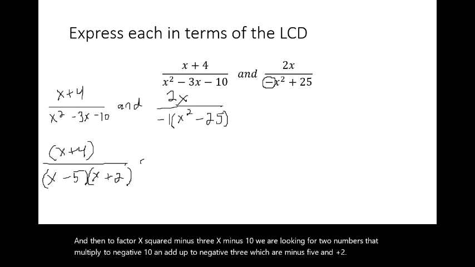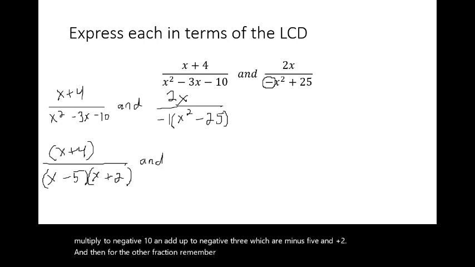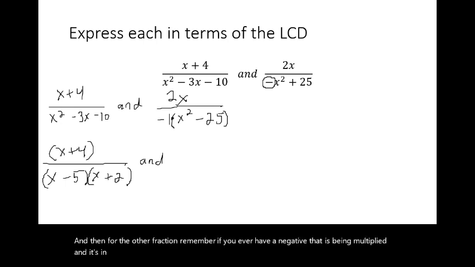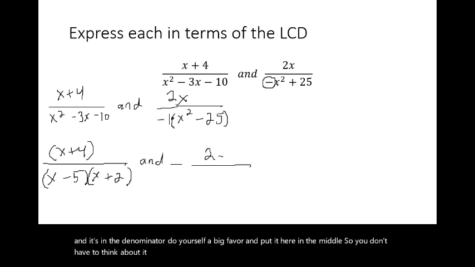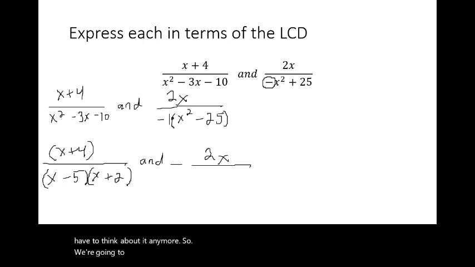And then for the other fraction, remember, if you ever have a negative that is being multiplied and it's in the denominator, do yourself a big favor and put it here in the middle so you don't have to think about it anymore. So we're going to factor x squared minus 25. This is a difference of squares. It is x minus 5 times x plus 5.